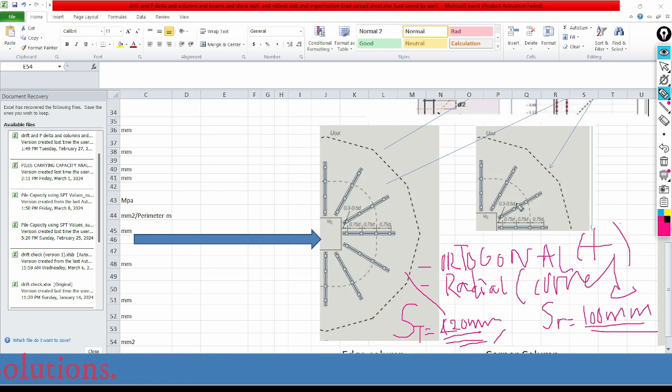But within the basic parameter, this value must be less than what? 1.5 times d. And outside the basic parameter and within the outer parameter, the value should be less than what? It is 2d. So we need to check the maximum limit of the radial and the tangential spacing of shear reinforcement.